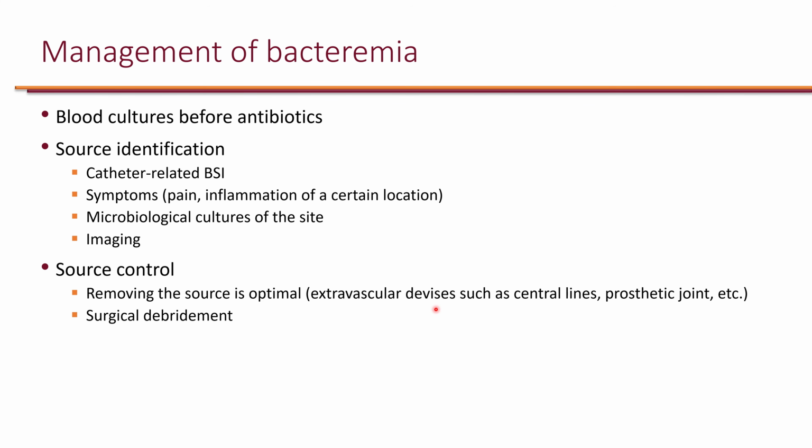So you remove the source if possible. For example, if there are extravascular devices such as a central line or prosthetic joint, you essentially remove them if possible. And once the infection is treated, you can replace these. And sometimes they may require consultation of other specialties. For example, if someone has cardiac hardware, the cardiology team may be needed in order to assess whether its removal is possible. And sometimes surgery is needed.